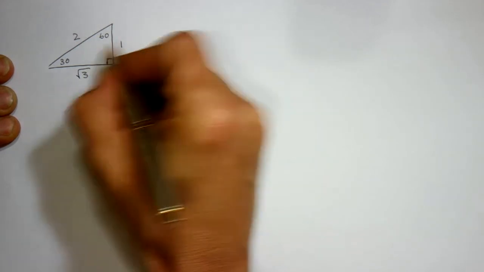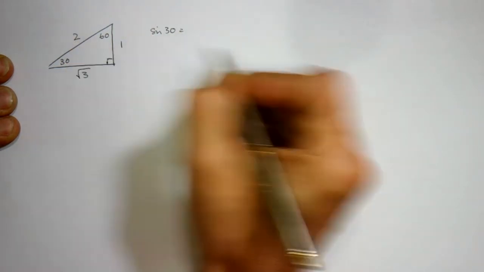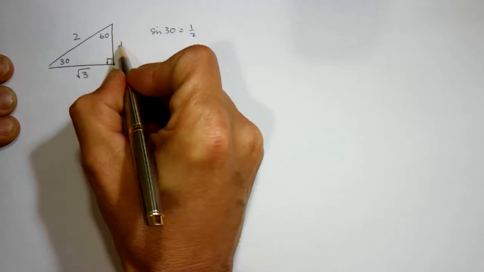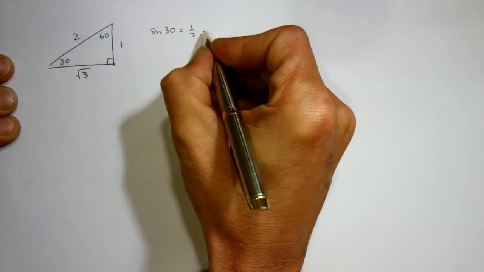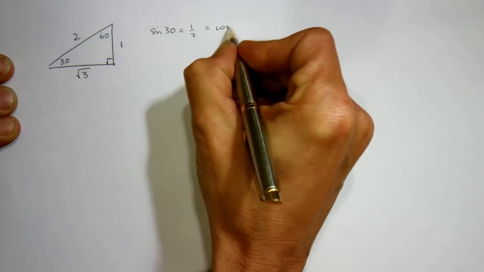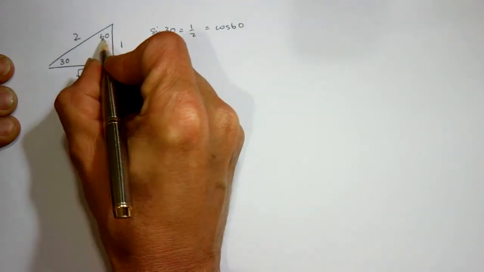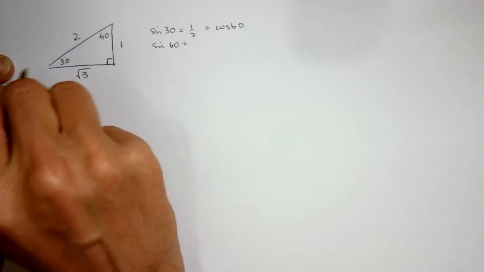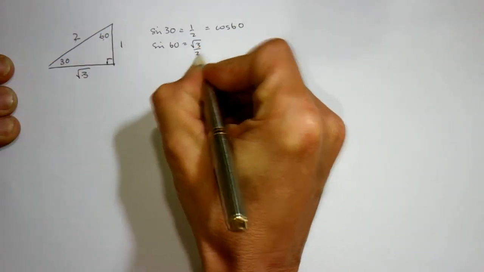So from this, we can see that sine 30 is equal to opposite over hypotenuse. That's a half. And cos of 60, adjacent to 60 is side 1, and hypotenuse is 2. So that's equal to cos of 60. And sine of 60: opposite is root 3, hypotenuse is 2. So that's root 3 over 2.